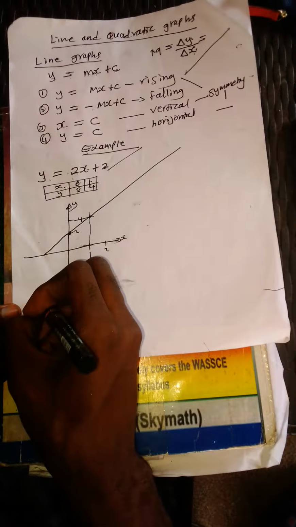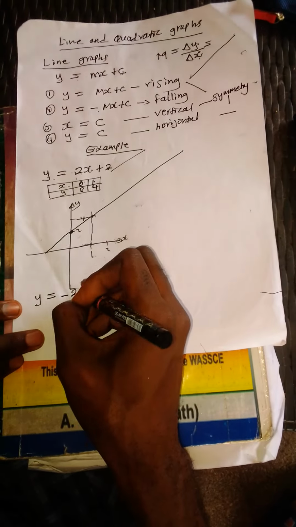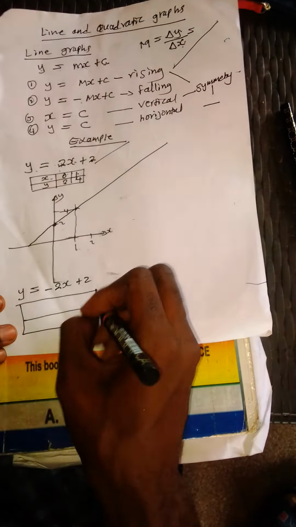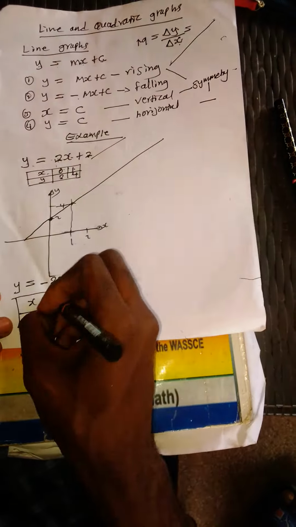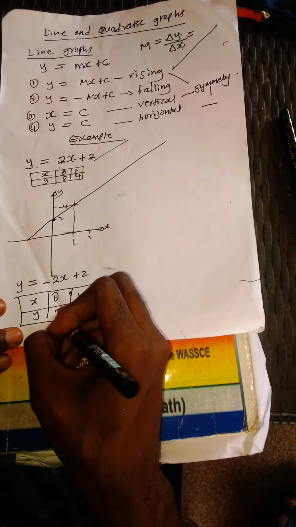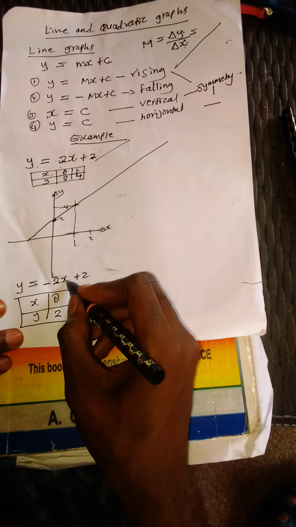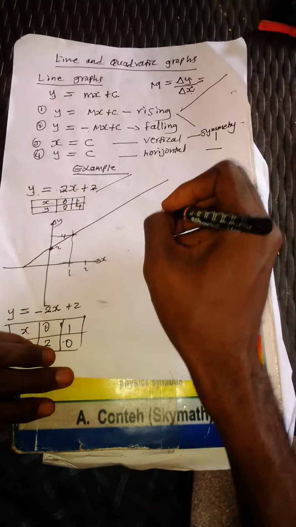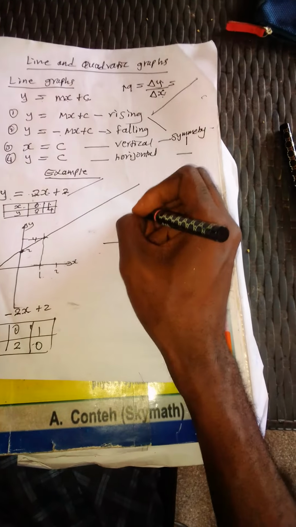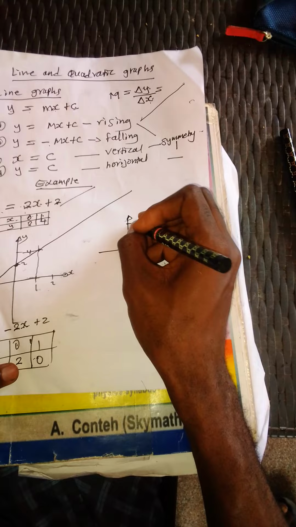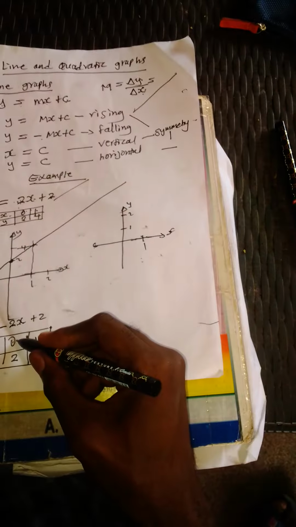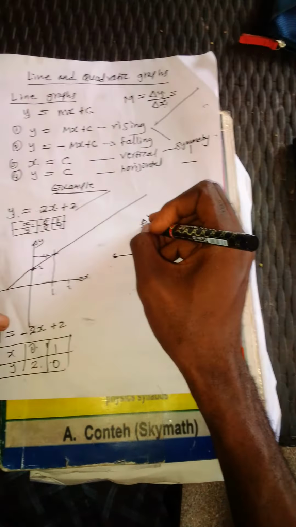Now let's use the same graph for the falling line. Let's take minus 2x plus 2. Let's use the same values of x, 0 and 1. When x is 0, y is 2. When x is 1, minus 2 times 1 is minus 2, plus 2 gives 0. So if we plot this line, the highest value of x is 1 on the x-axis, and the highest value of y is 2 on the y-axis. When x is 0, y is 2, so there is a point here.